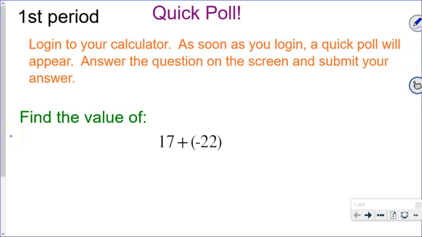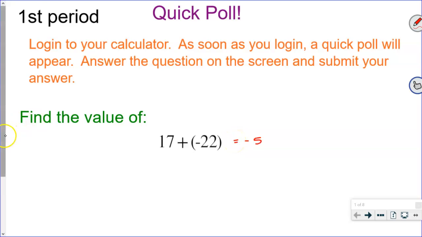Okay, the quick pull today is we're going to do 17 plus a negative 22. Figure out the value of that. Pause the recording until you have that figured out. All right, and according to the quick pull, every student in this class got it correct. The value is equal to -5.